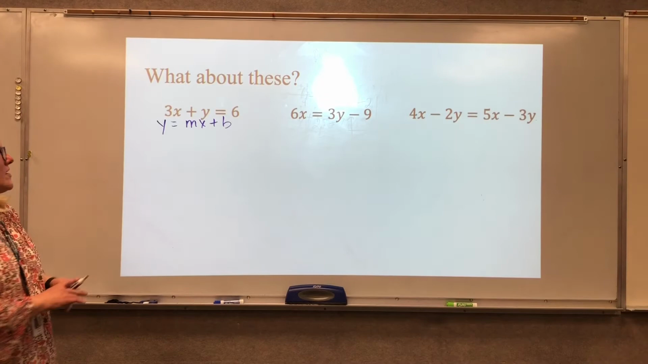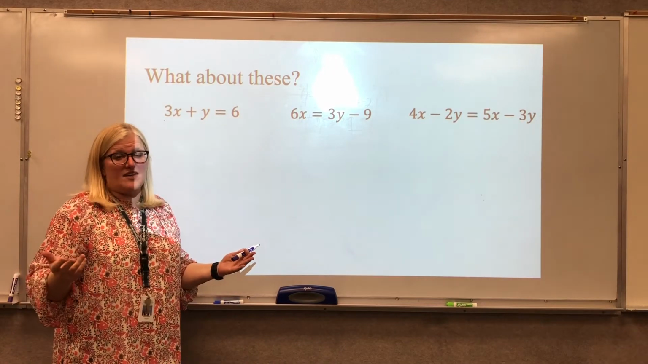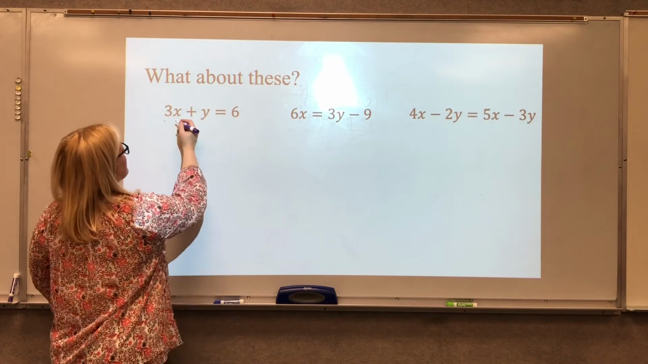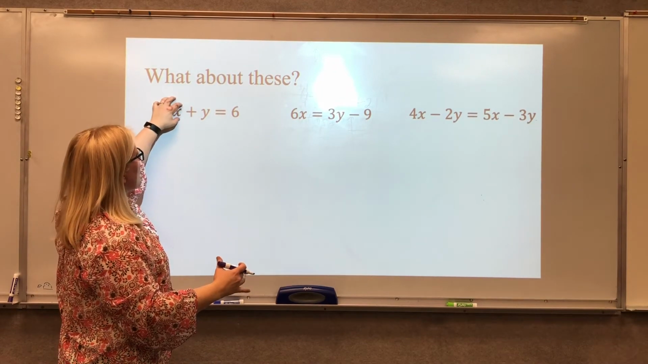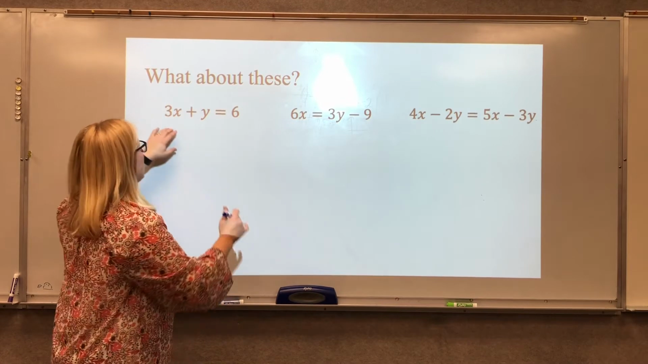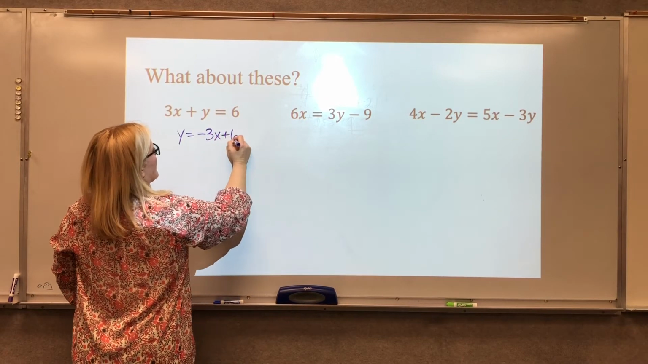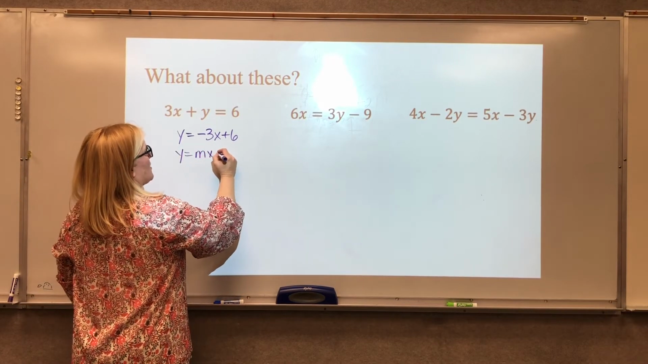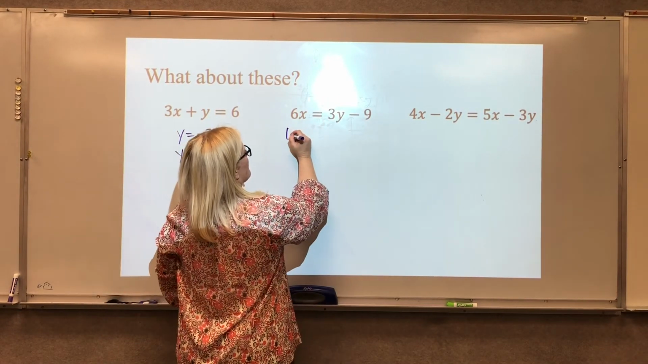Okay, so are these in the form y equals mx plus b? Well, it doesn't look like it, but I can move things around so that it is in that order. So if I subtract 3x, basically what you do, if you're moving terms from one side to another, basically you're picking up that term, you're putting it on the other side and you're changing the sign. Okay, so I'm going to take this 3x, I'm going to put it over here, but I'm going to change the sign. Okay, so that's y equals negative 3x plus 6. This is y equals mx plus b. It's in that form. Okay, this one, I can take my negative 9 and bring it over here and make it positive.